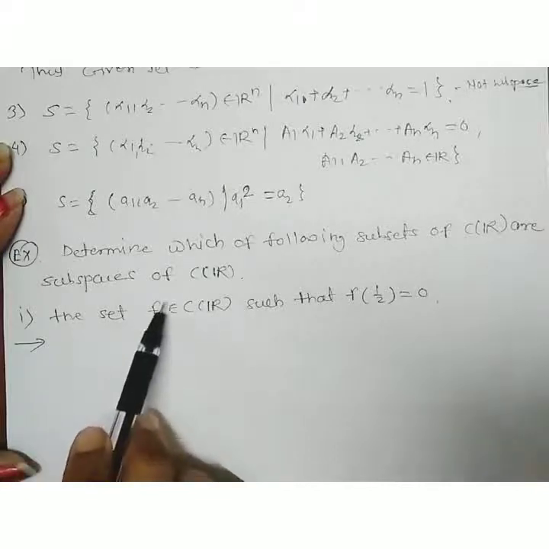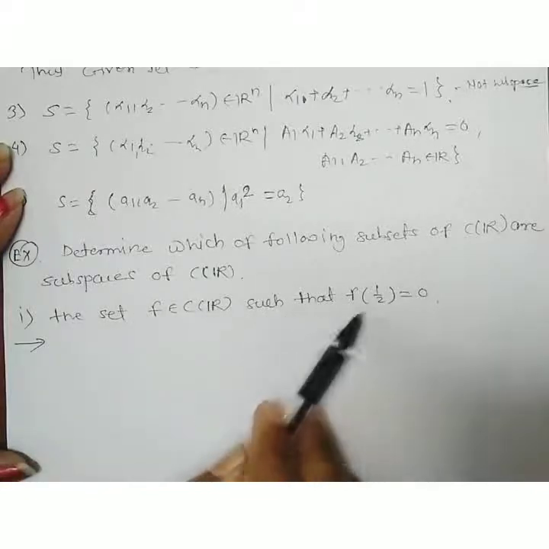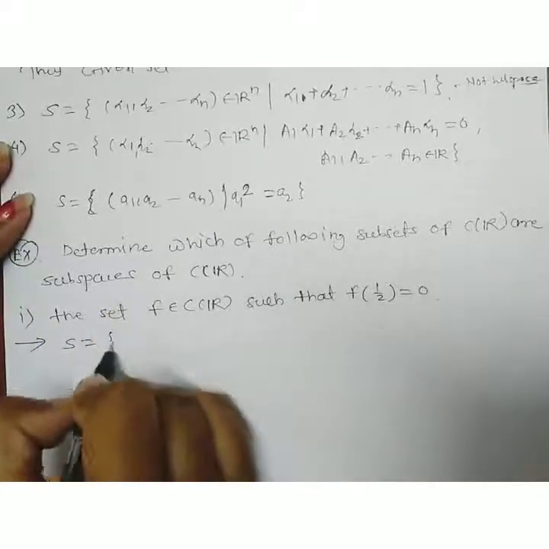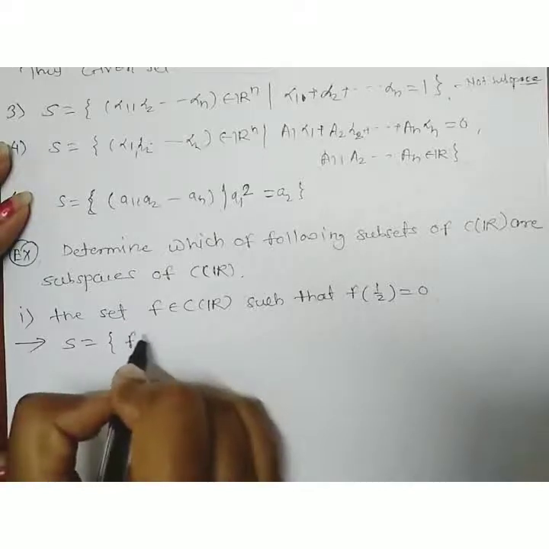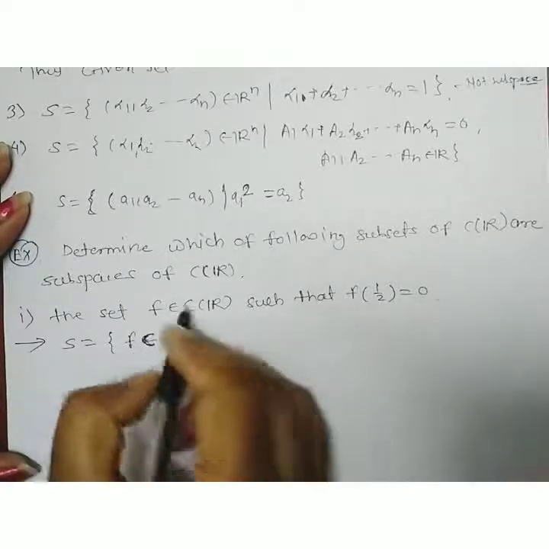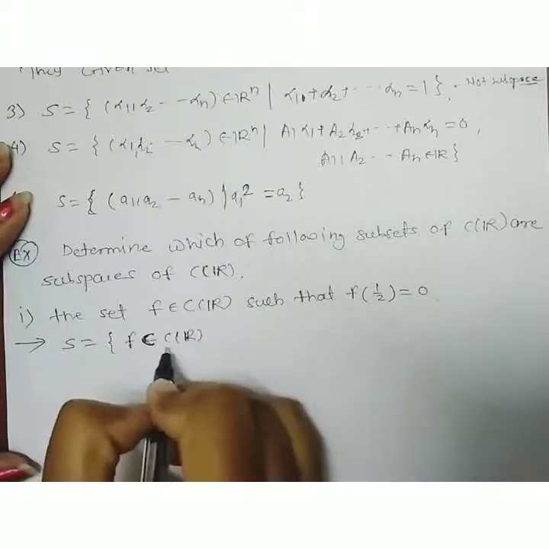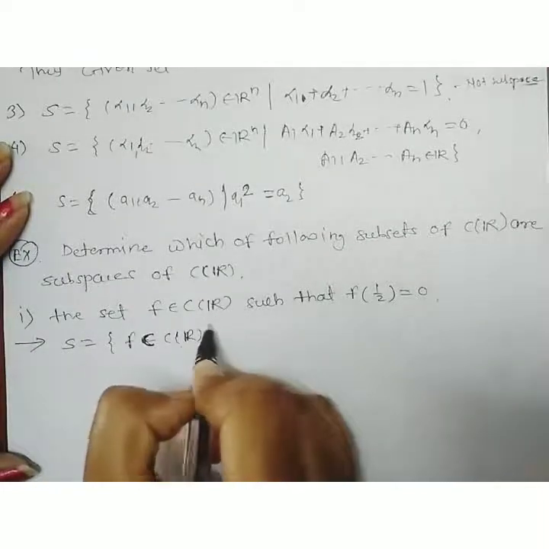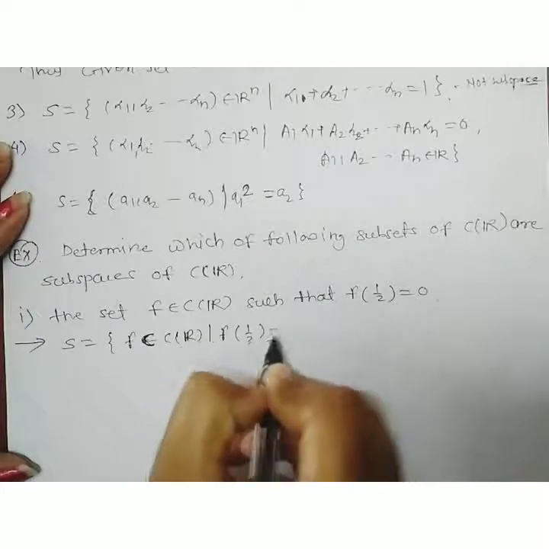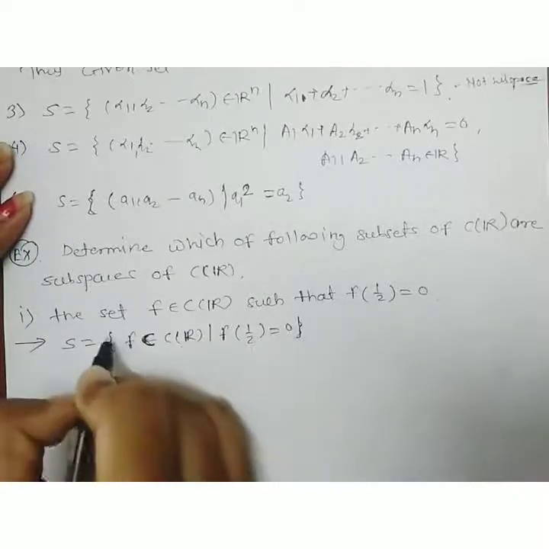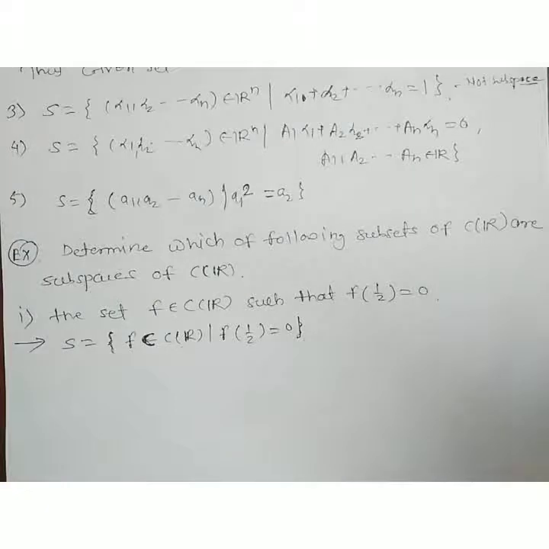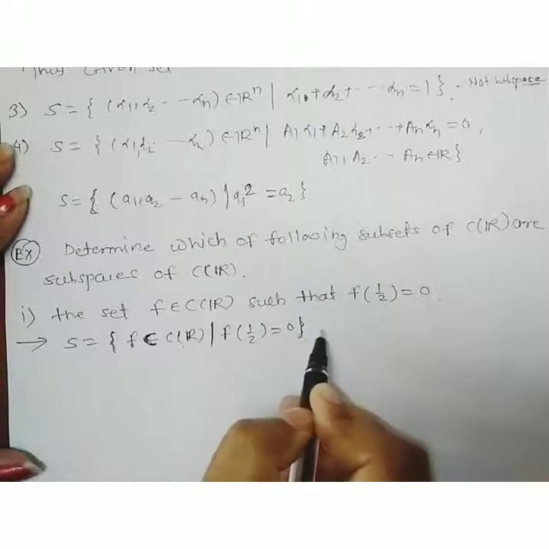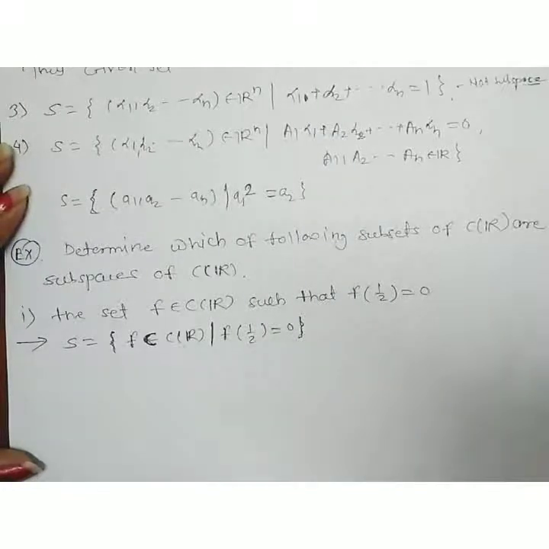The first set is f belongs to C over R such that f of 1/2 is equal to 0. Therefore, S is the set of all those functions f belonging to C over R, the continuous functions on R, such that f of 1/2 is equal to 0. So the set S consists of all those functions such that f at 1/2 is equal to 0. For this set, we have to show whether it is a subspace or not.